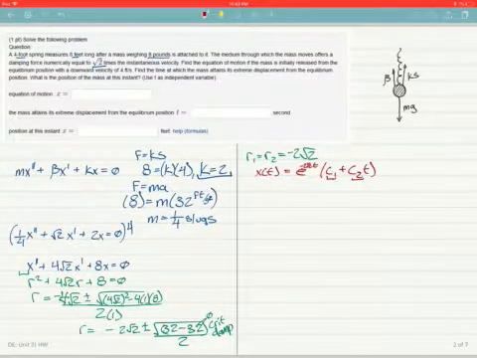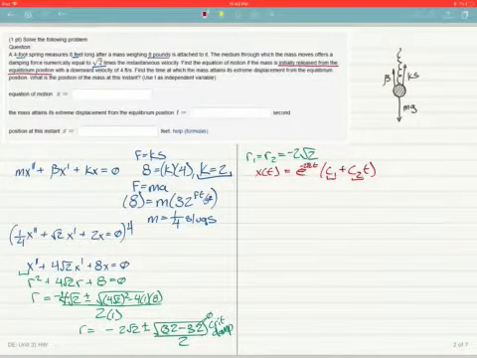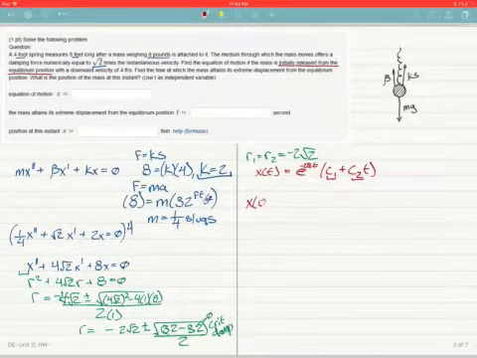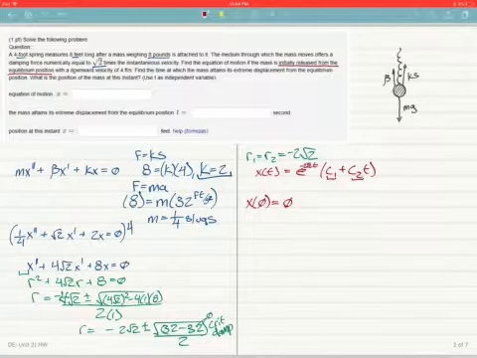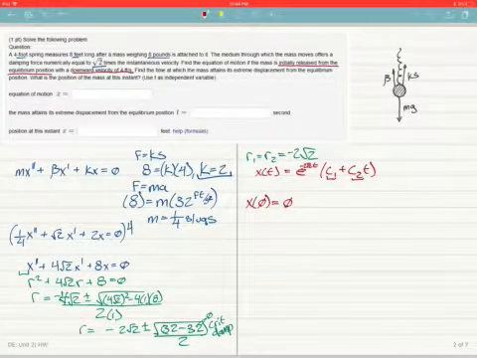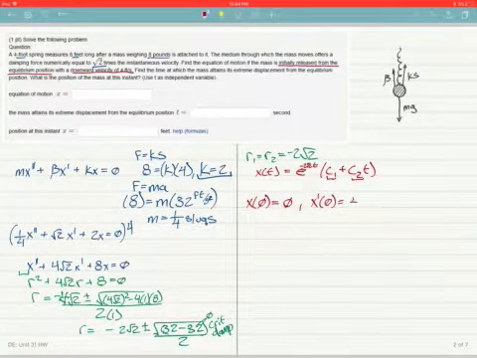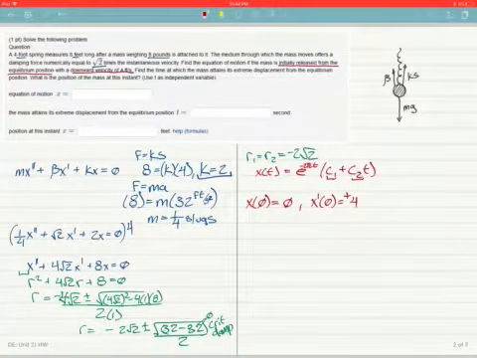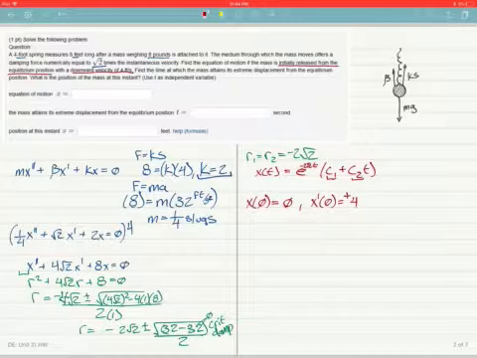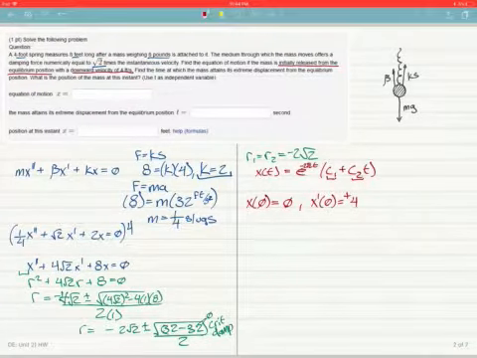We have that it's initially released from the equilibrium position. We know, based on that, x at 0 equals 0. It's at equilibrium. And it's imparted a downward velocity, so x prime of 0 equals 4. And it's going to be plus because the convention is that downward motion is plus. Upward motion is going to be minus for this specific instance.